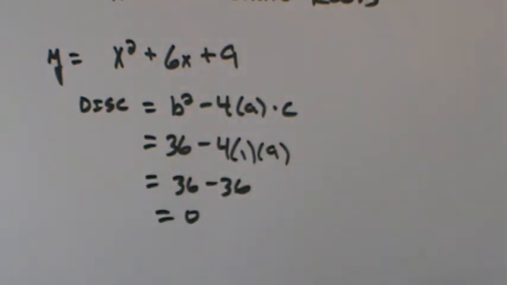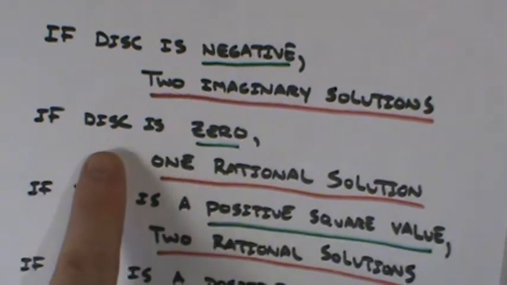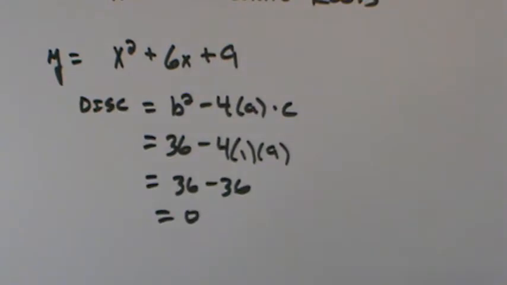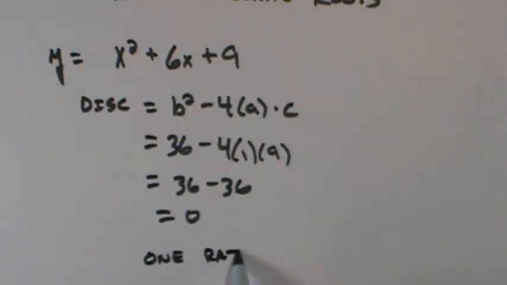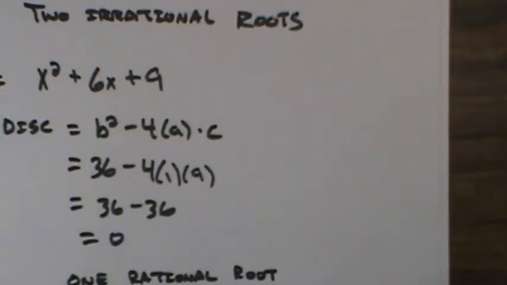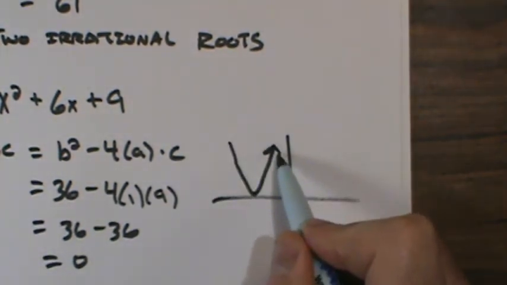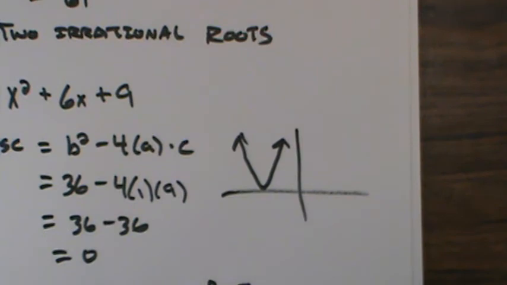Think back now. What does it mean if I have a discriminant that is equal to 0? If you look at your chart, it says if your discriminant is 0, you have one rational solution, which means, right here, one rational root. This is a picture where your parabola comes down, hits the x-axis, and goes back up. That's exactly what's happening there.